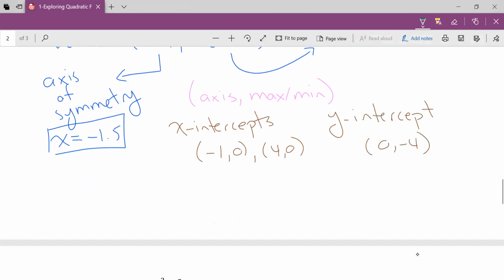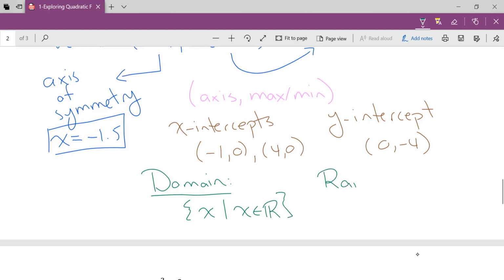So for domain, the graph never stops going to the left, it never stops going to the right, meaning it doesn't stop going to negative infinity or positive infinity. So we write that as the set of numbers x such that x is an element of the reals. That will always be the case for our graphs of quadratics unless it's a real life application.